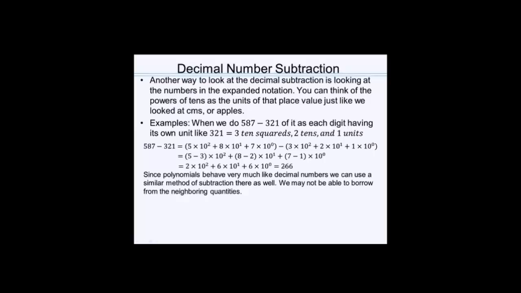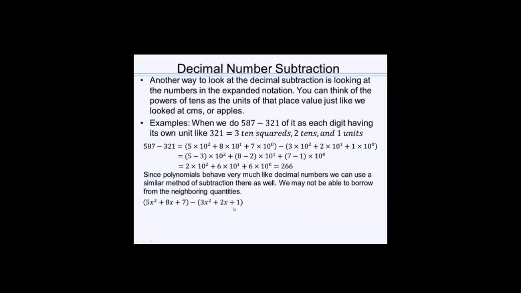Since polynomials behave very much like decimal numbers, as we've seen before in addition and multiplication, we can do the same process of subtraction with polynomials, except we can't really borrow 1 from the previous place, because we don't have the same principle where one group of 10 squared will make 10 groups of tens. We can't have that. So take a look.